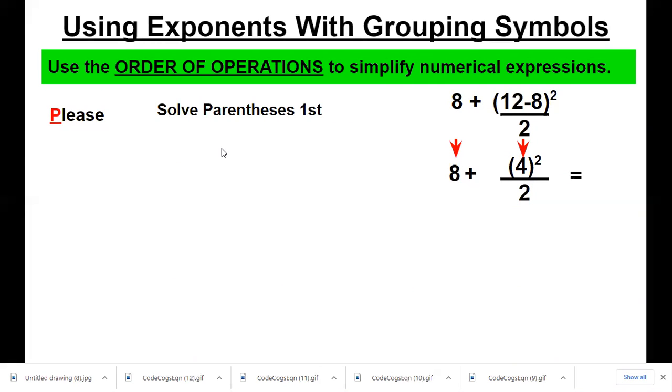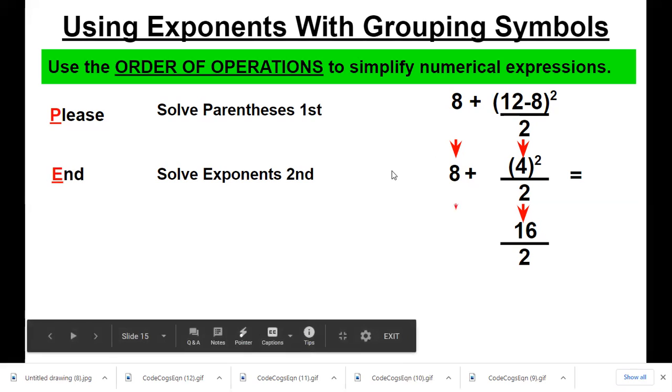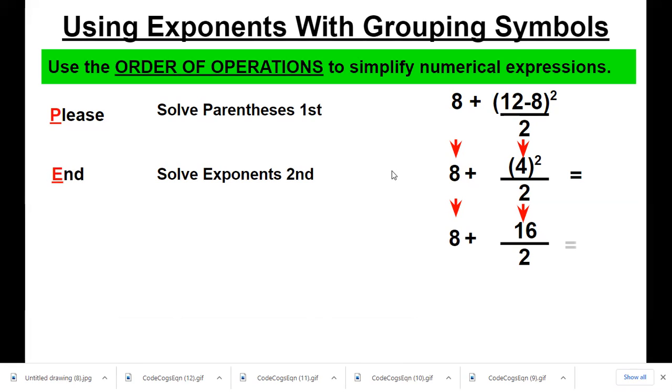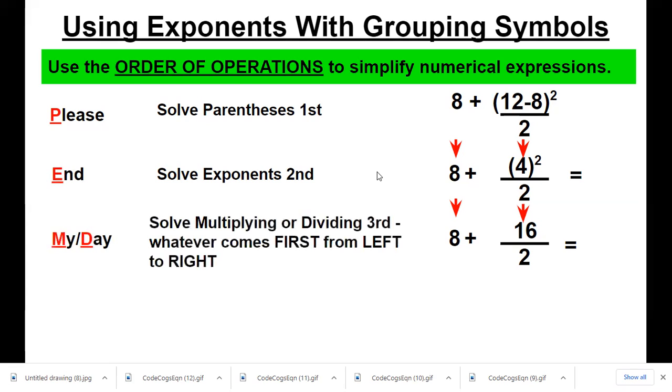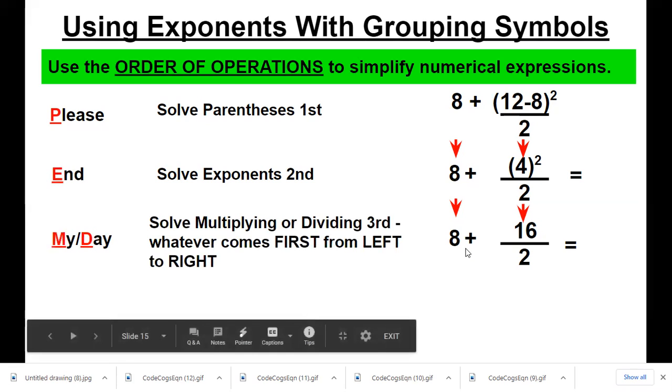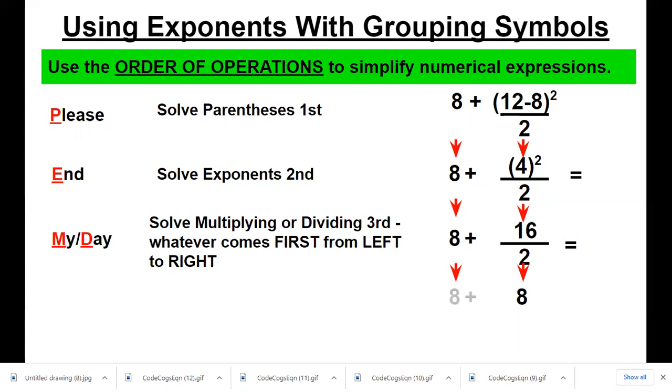Okay, exponents is next. So I'm going to do this 4 squared on the top. That's going to be 4 times 4, or 16. Notice how I kept the divided by 2 on the bottom, and I'm going to bring down the 8 plus. Okay, now I'm going to do multiplying or dividing, whatever comes first. Well, 8 plus is adding. We're not on that step. I see that 16 divided by 2 is a division problem, so I'm going to do that. 16 divided by 2 is 8, and I'm going to bring down my other 8 plus.